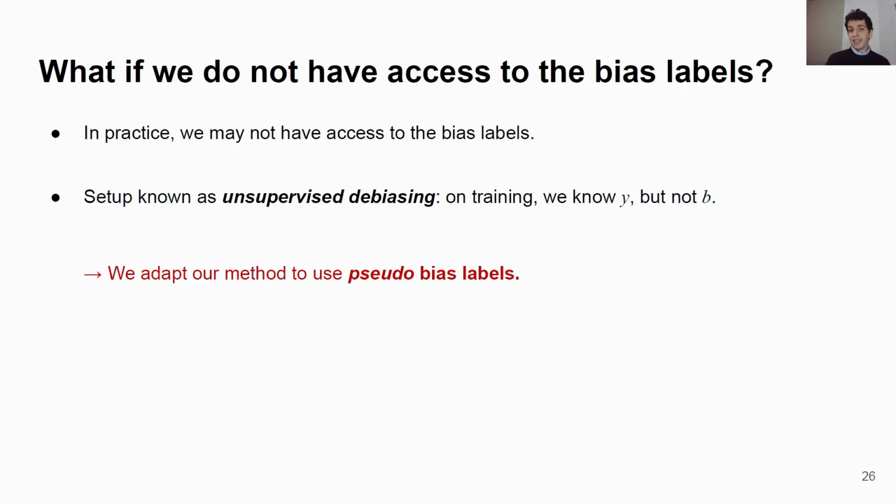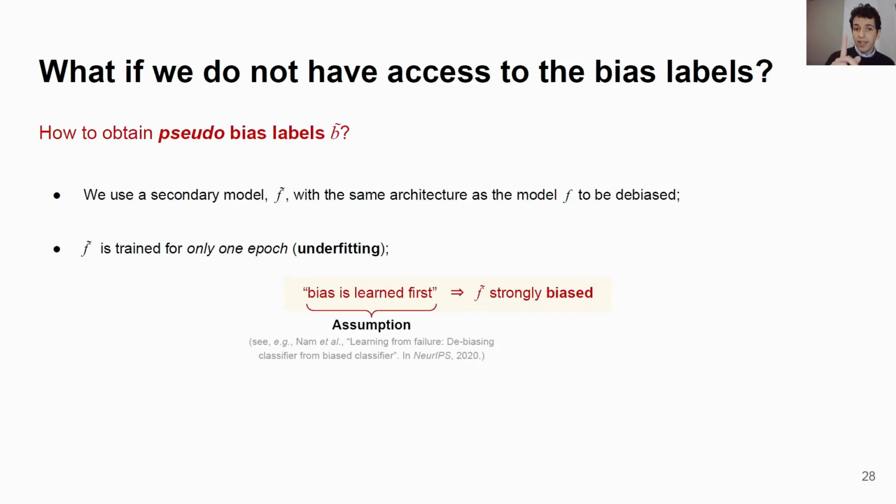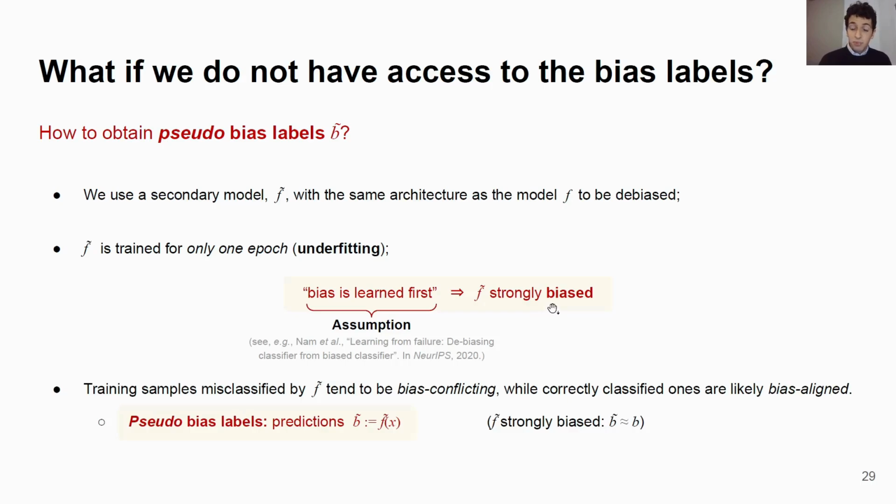But a natural question that arises is, what if we do not have access to the bias annotations? In that case, known as unsupervised debiasing, we are going to use pseudo-bias labels. To obtain these labels, we are going to use an identification model with the same architecture as the original model, but trained for only one epoch. And why? It's because we consider the assumption that bias is learned first. In that case, the identification model is supposed to be strongly biased. So we can use its predictions as our pseudo-bias labels.